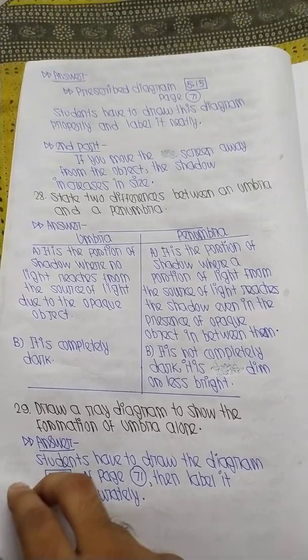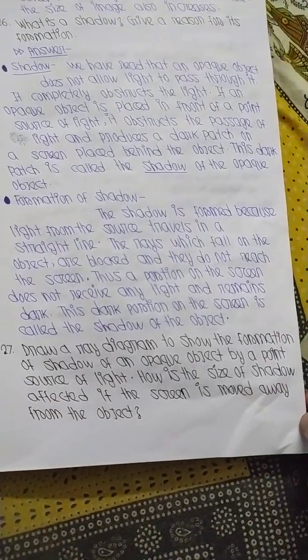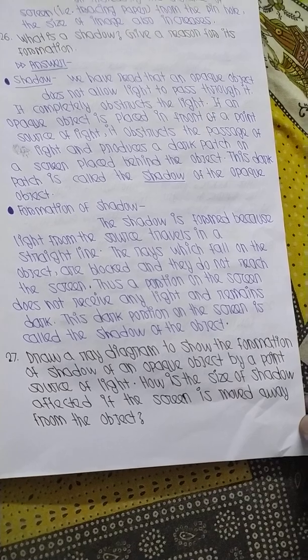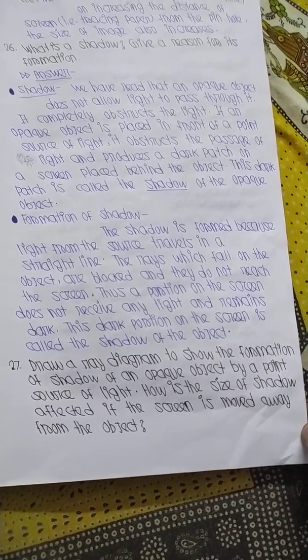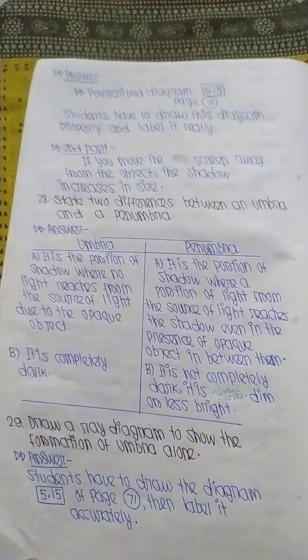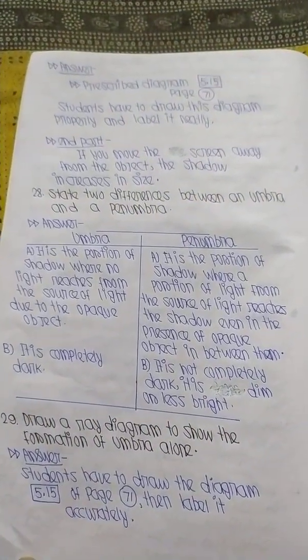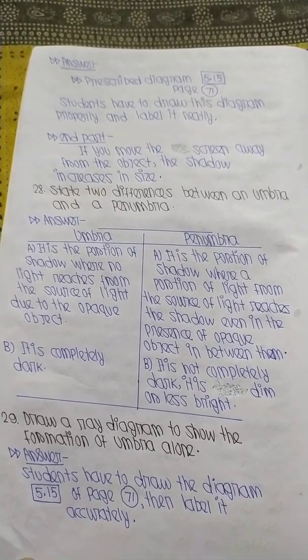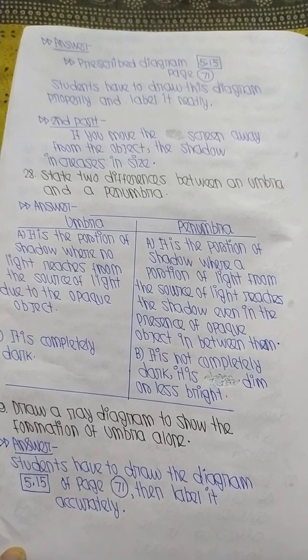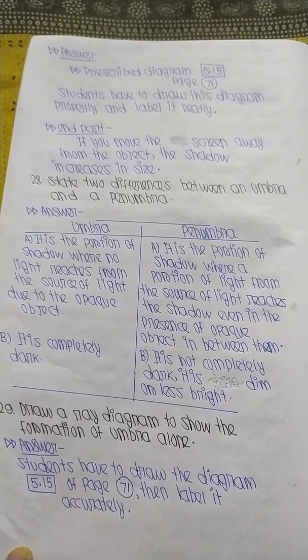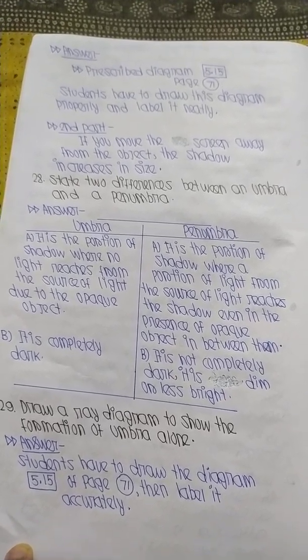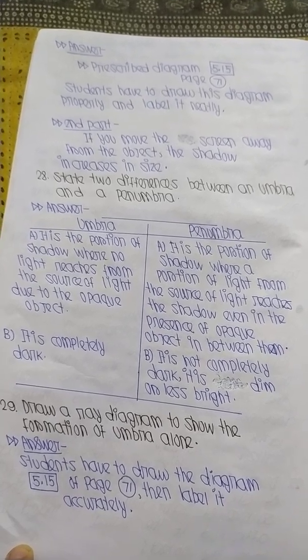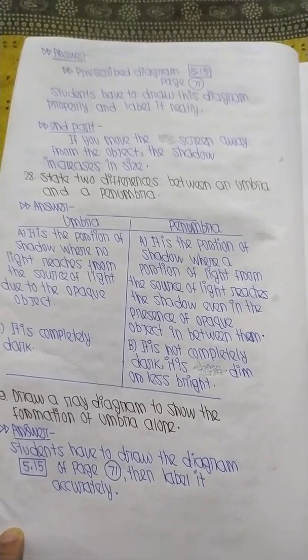The question was, how is the size of shadow affected if the screen is moved away from the object? The answer would be, if you move the screen away from the object, the shadow increases in size. If you do not understand my handwriting, then kindly listen to me carefully.